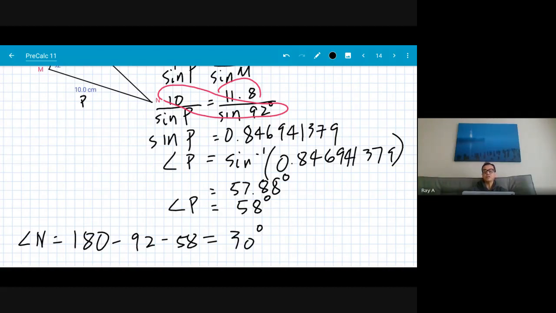So for this one, it wasn't really very straightforward. You had to solve for another angle first before you were able to get the angle that you need. But it's really the same thing if you ask me. It's just more work. So I hope that helped you.